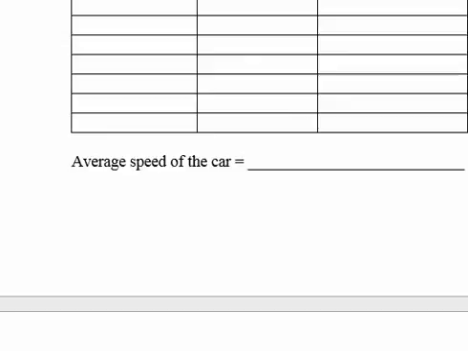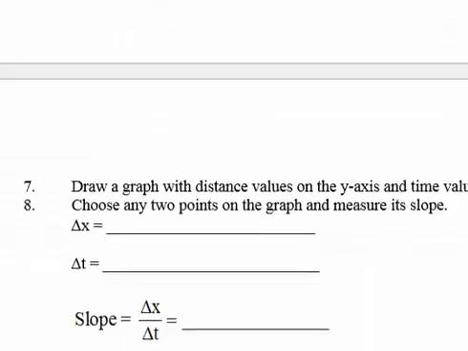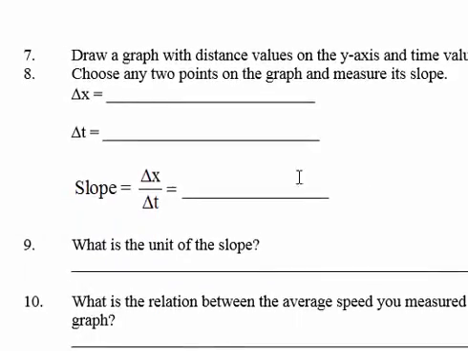Now that we have 9 sets of distance and time values, you need to draw a graph with distance on the y-axis and the time on the x-axis. Now measure the slope of the graph. If you haven't watched the graphing video, you should watch that before you do this activity. Now measure the slope of the graph and show on the graph how the slope is measured, like I have demonstrated in the graphing video.